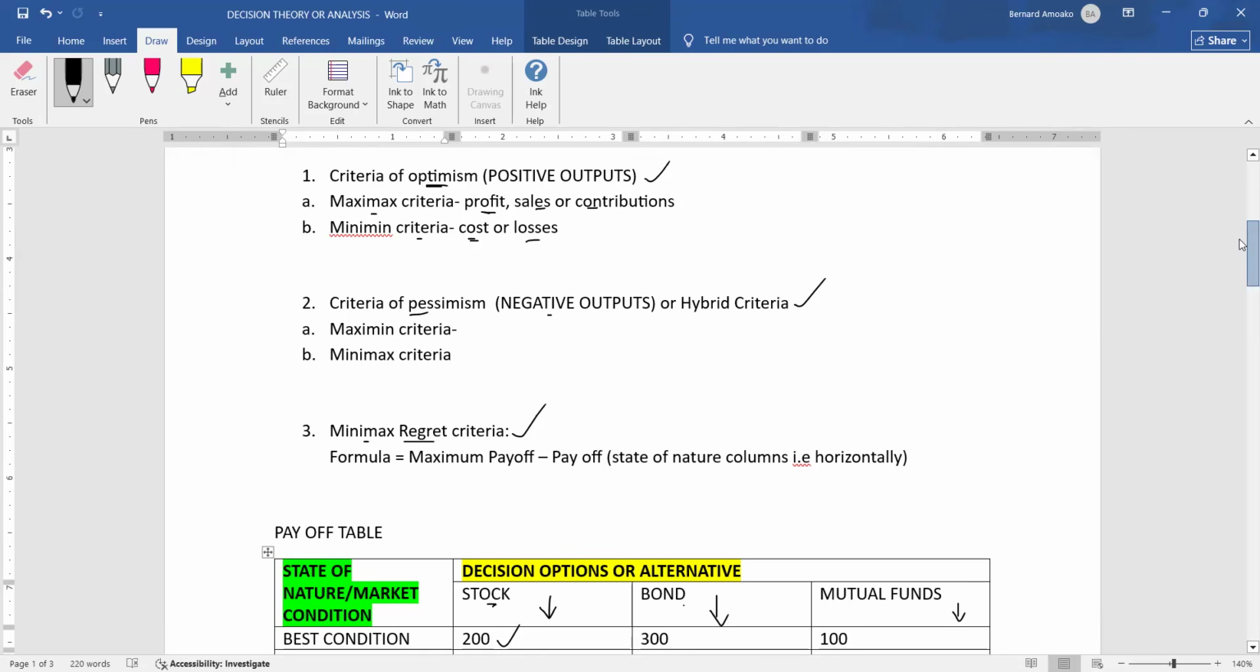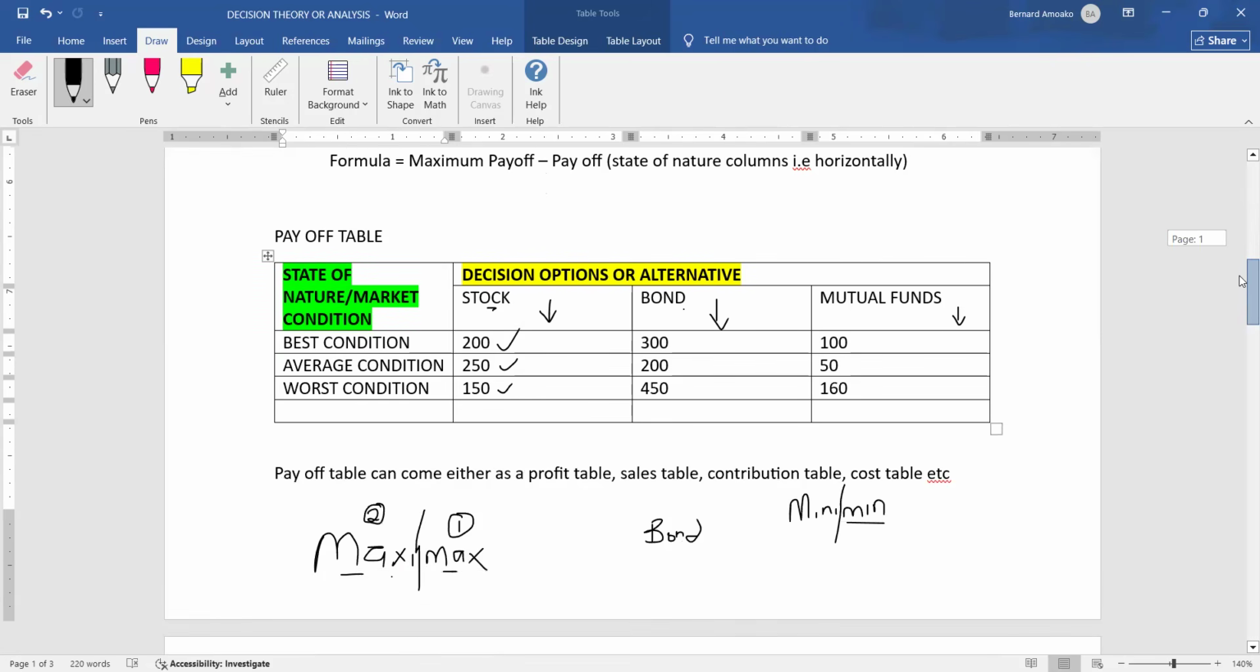So under the first criteria, if you ask me to look out for the optimism, and it is a profit payoff table, then I must look out for maximax in that question, which is the maximum values. So out of 200, 250, 150, which one is the maximum value? The maximum value here will be 250. Under bond, what is the maximum value?